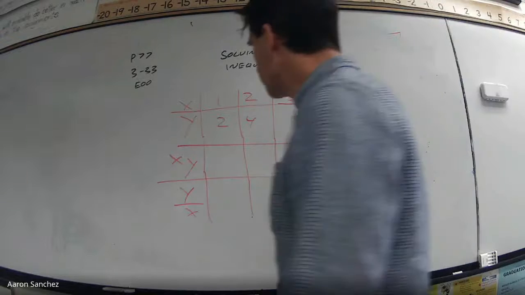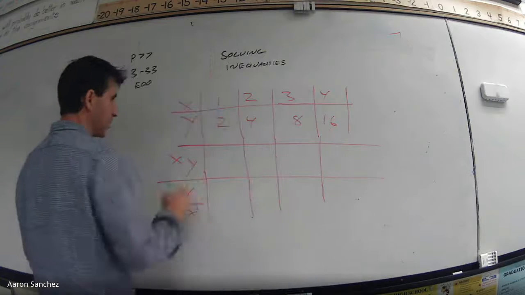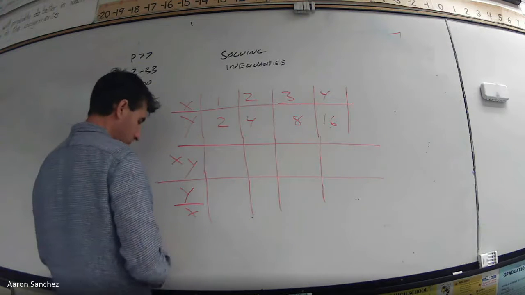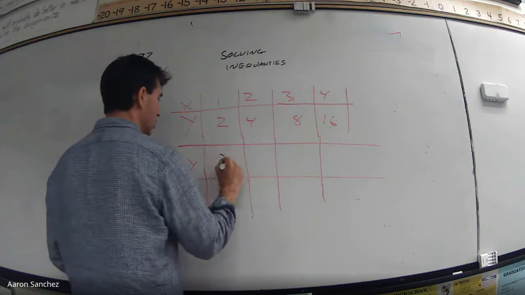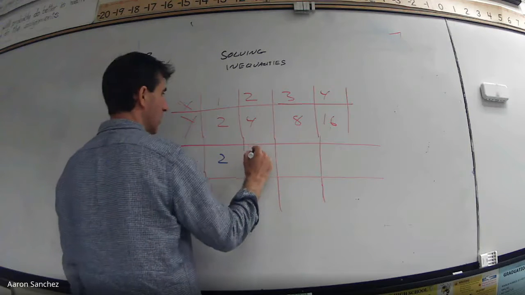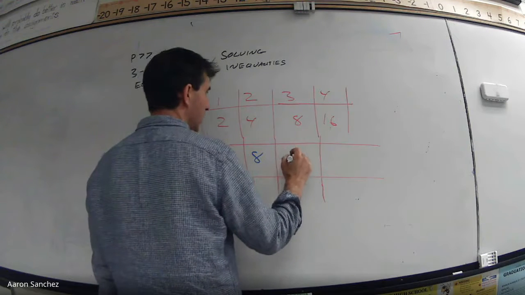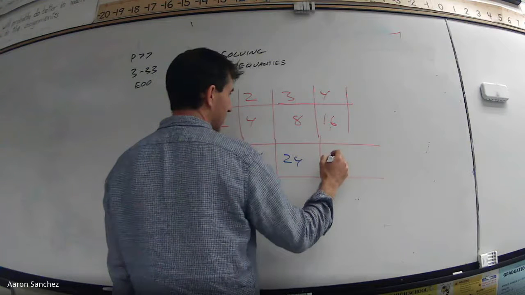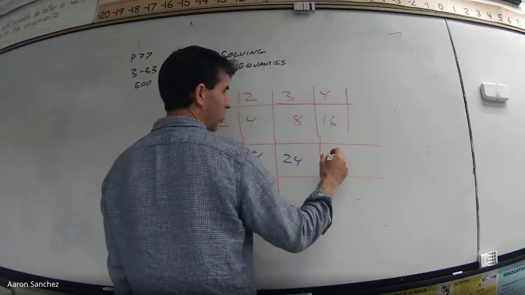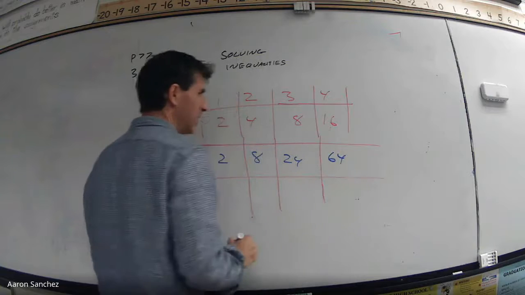So what we do is we take x times y and see what we get. 2 times 1 is 2. 4 times 2 is 8. 8 times 3 is 24. 16 times 4 is, what's 16 times 4? 64, I think, right? Yeah, 64.